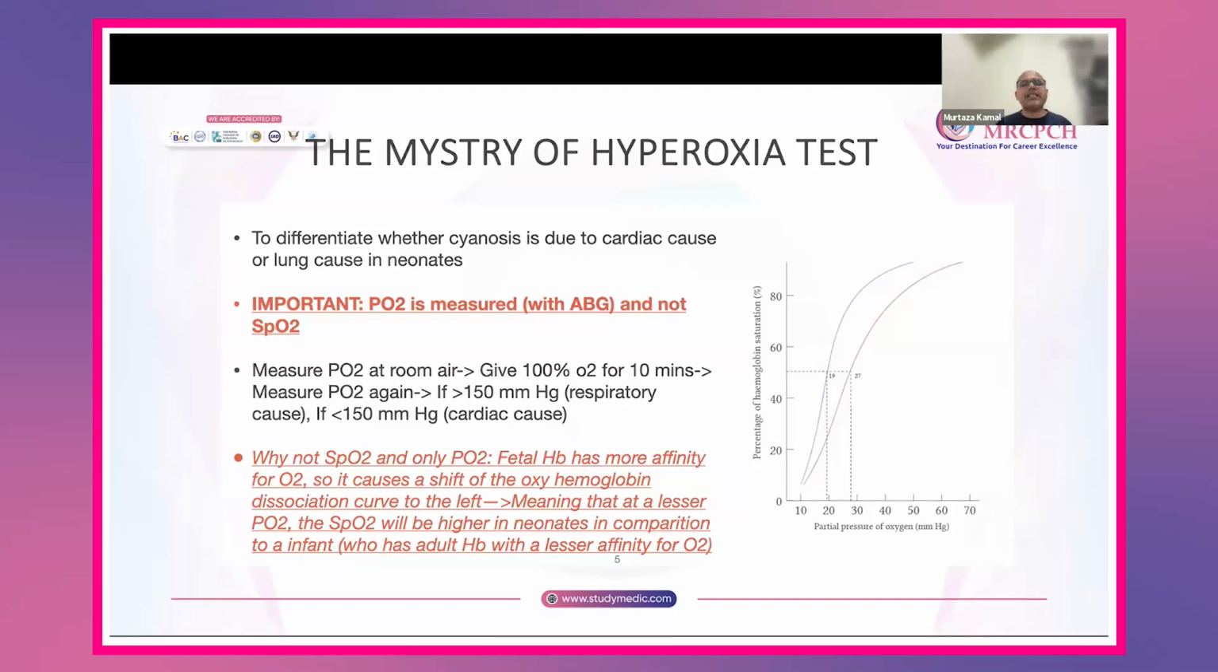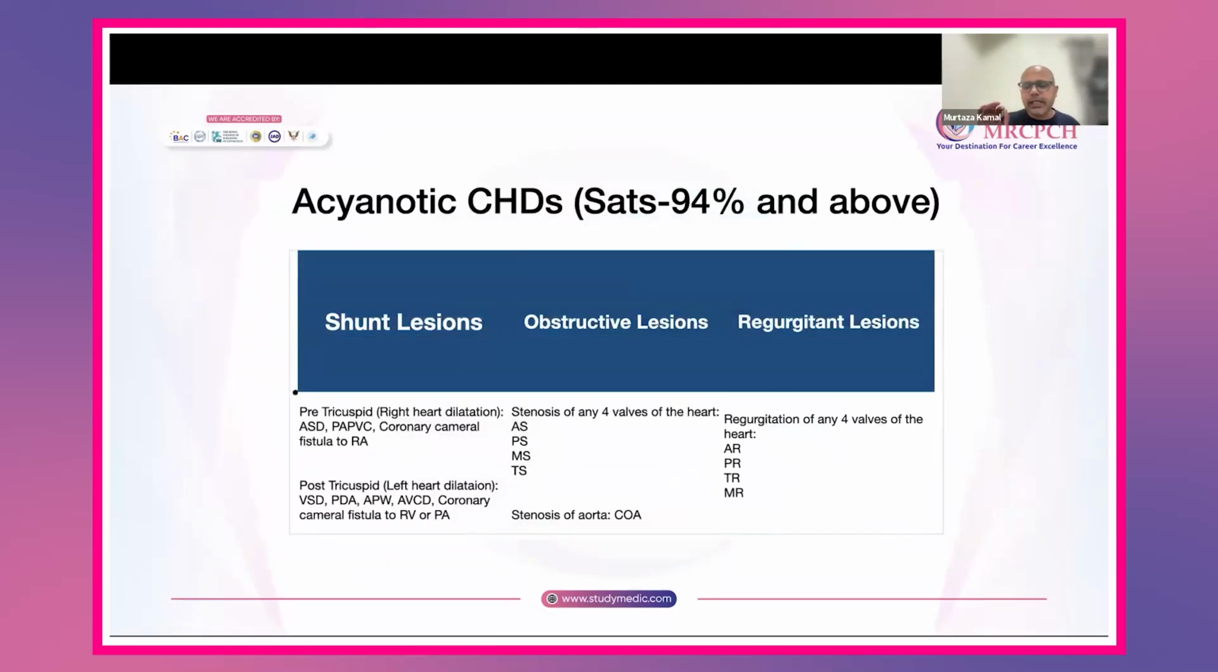Moving on to the classification of acyanotic congenital heart disease. Any congenital heart disease in which the saturation is more than or equal to 94% and above, we call them acyanotic congenital heart diseases. The acyanotic congenital heart diseases are universally classified as either shunt lesions, obstructive lesions, or regurgitant lesions.